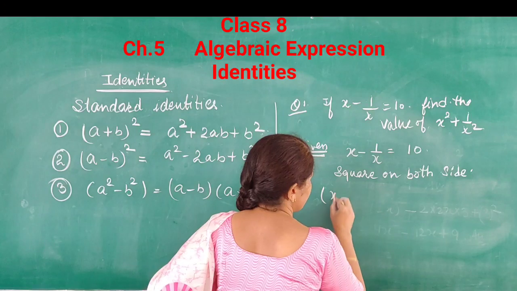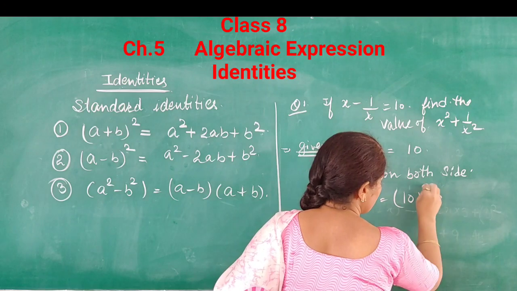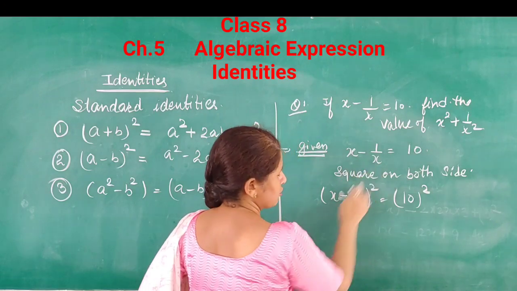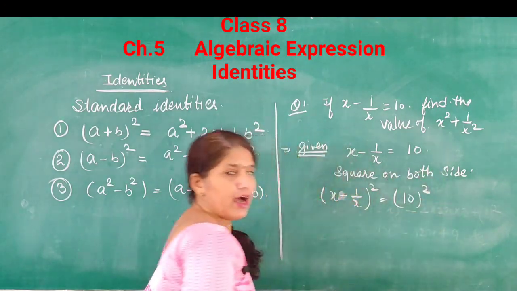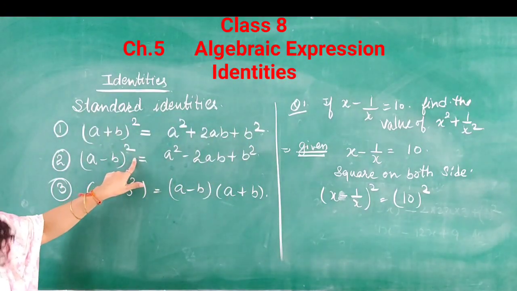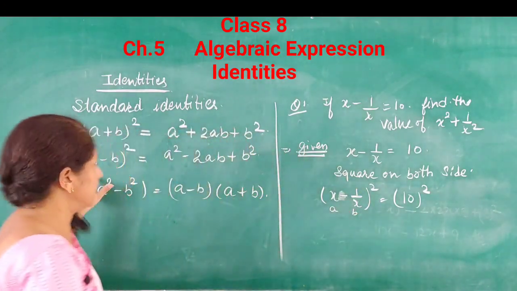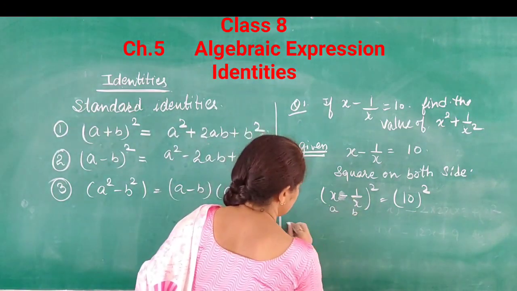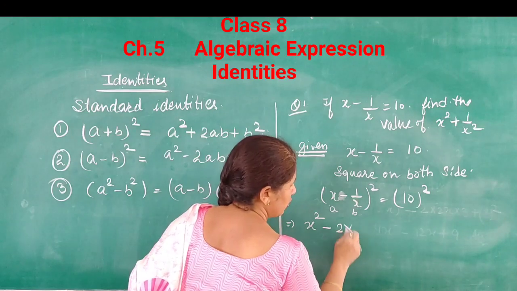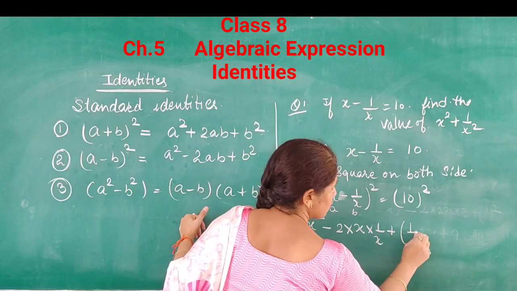Okay, now we will square it. x minus 1 upon x whole square, and we also square both sides. We do the square on this side and this side also. After this, it is in the form of a minus b whole square, so this is a and this is b. Apply the identity a minus b whole square: first term square, a square, that is x square, minus 2 into a into b, a is x, b is 1 upon x, plus b square.